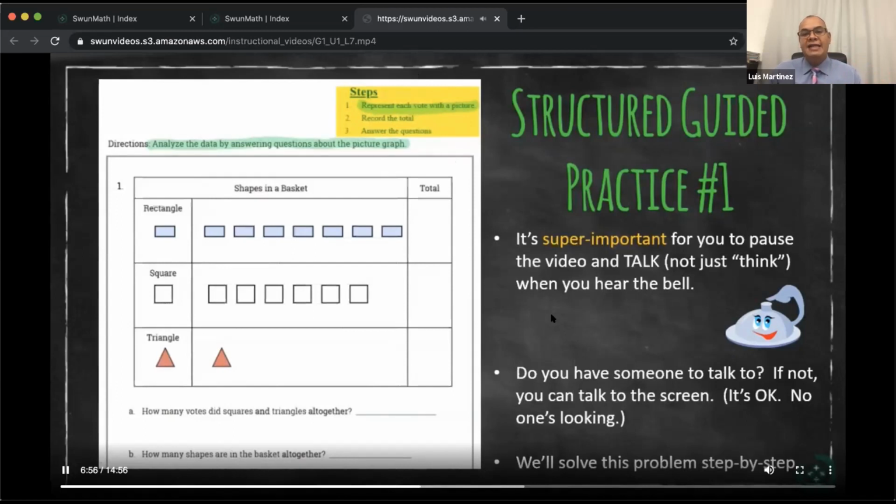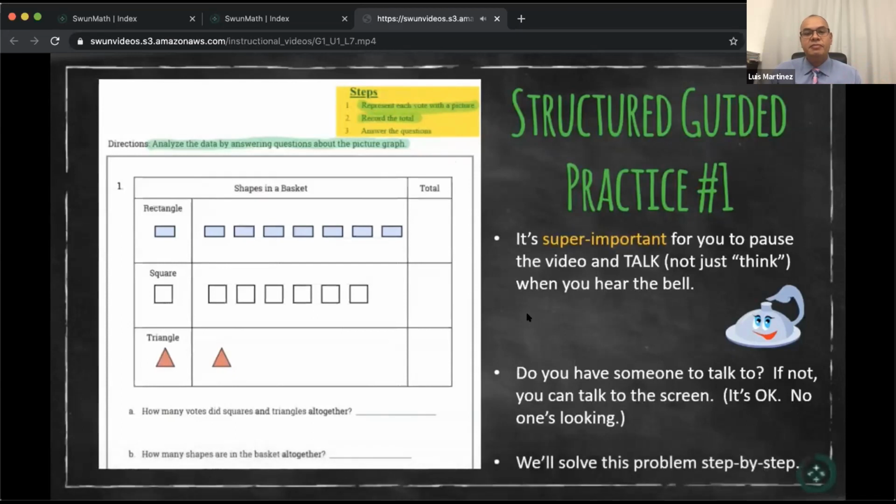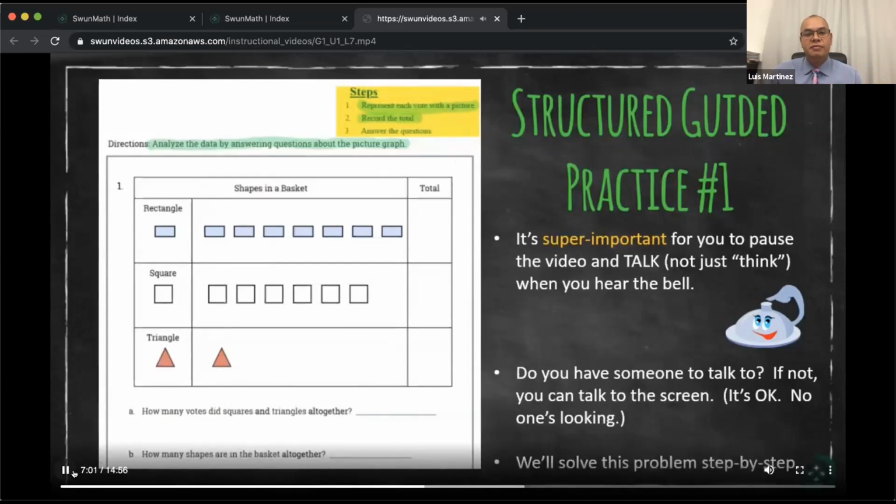They watch the teacher execute that step. The total. We can start in the rectangle category. How many rectangles are there? So they pause the video. Okay, how many rectangles are there?